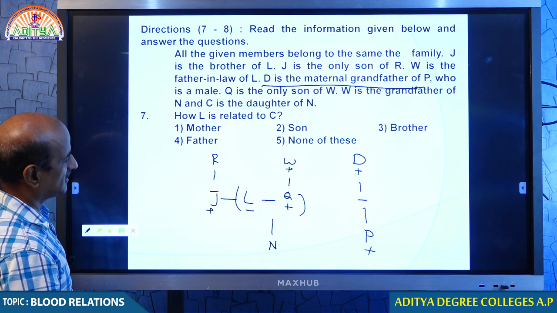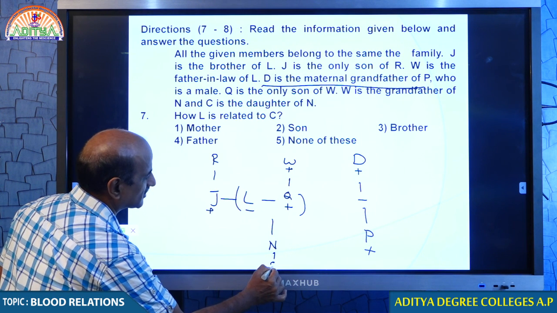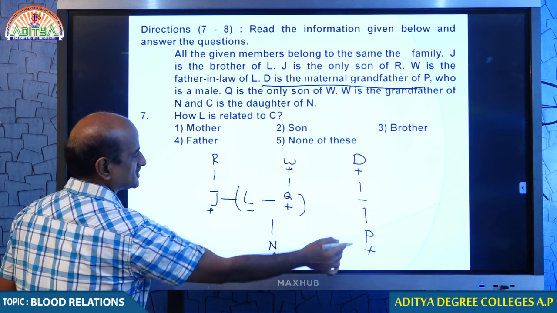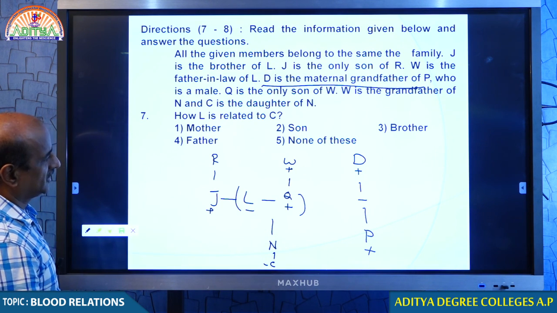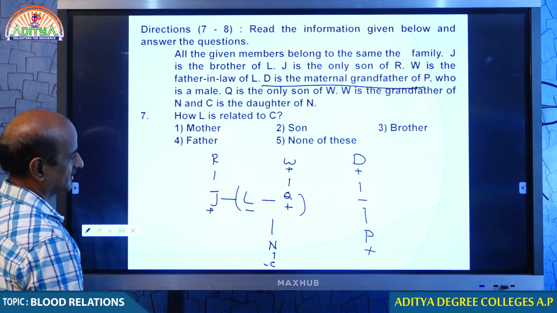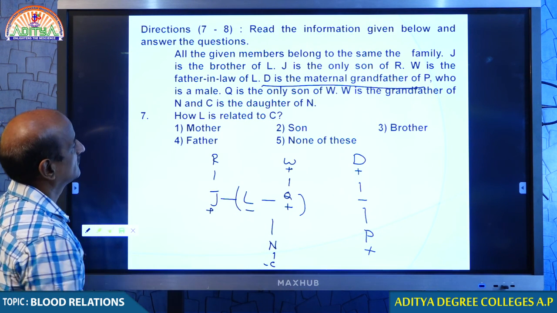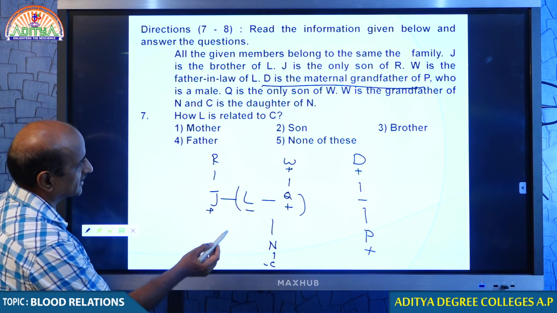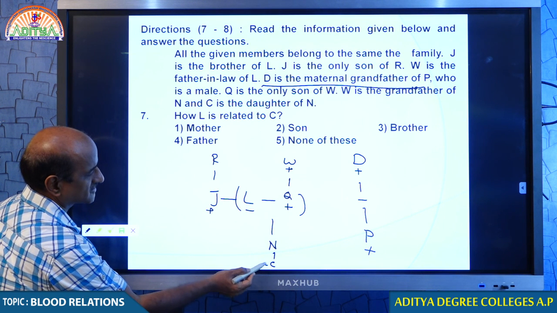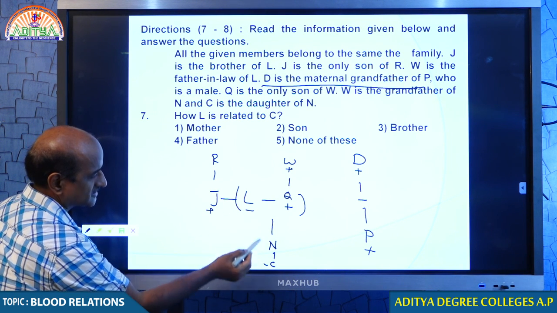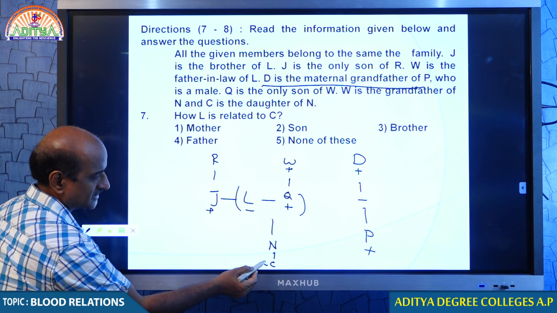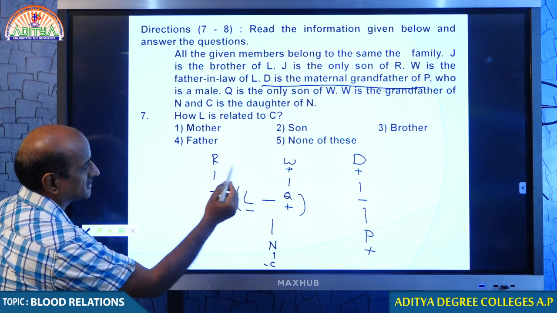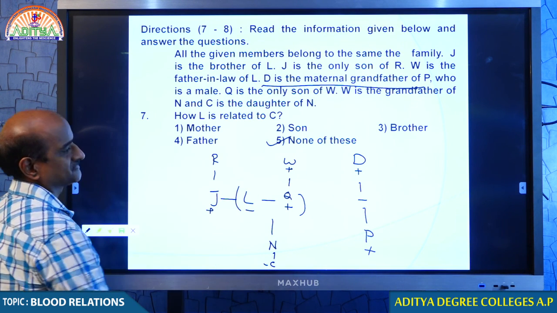C is the daughter of N. Come on students, this particular information, where can we mix it up? How to mix up this information? We don't know anything about P in this question; we discuss it later. How is L related to C? L is second generation, C is third generation. So your answer should have been grandmother, but that information is not given.